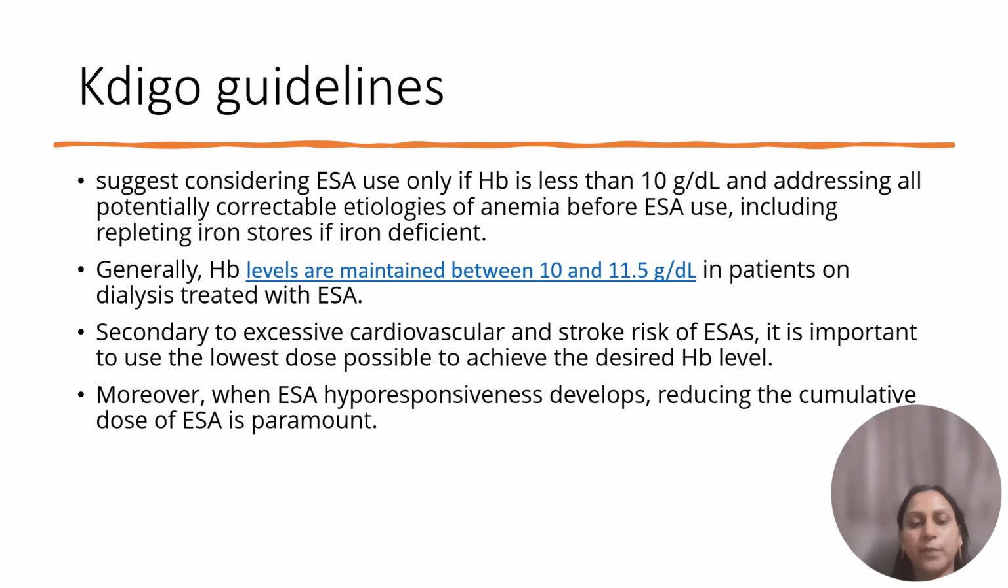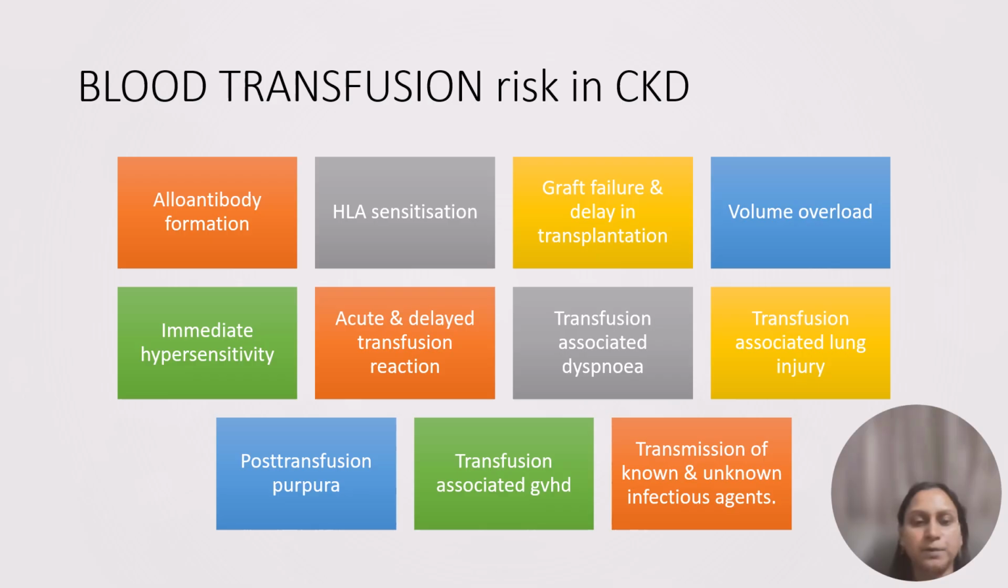As we all know, ESA leads to excessive cardiovascular and stroke risk, so it is important to use the lowest dose possible to achieve the desired hemoglobin level. Moreover, when ESA hyporesponsiveness develops, reducing the cumulative dose is paramount.